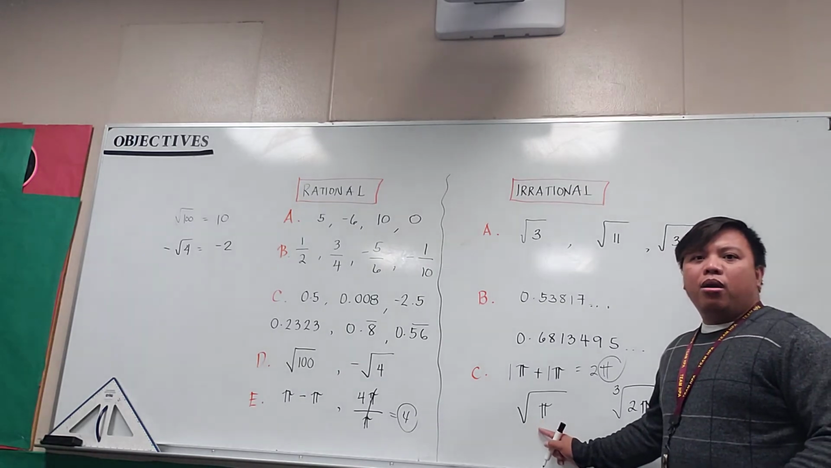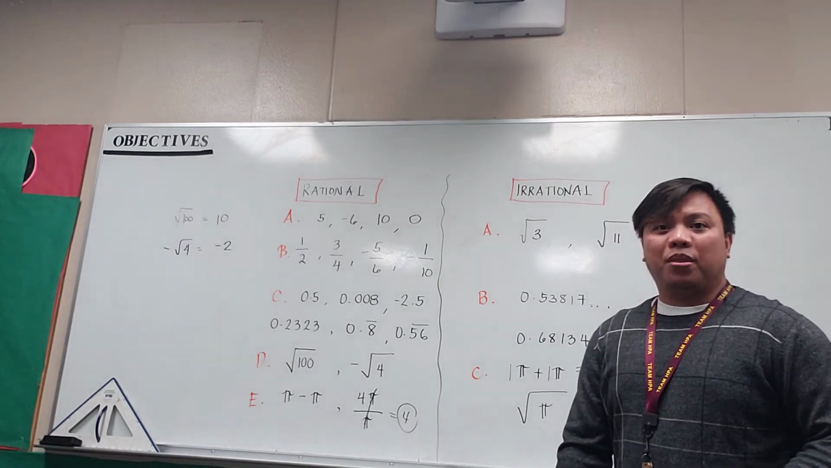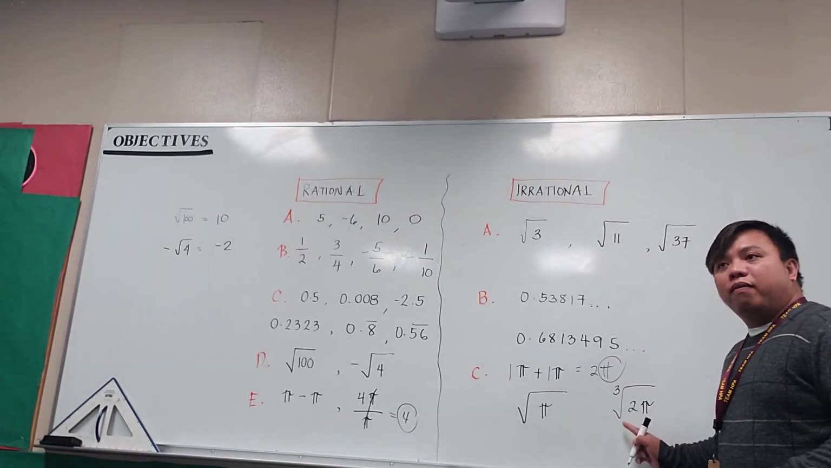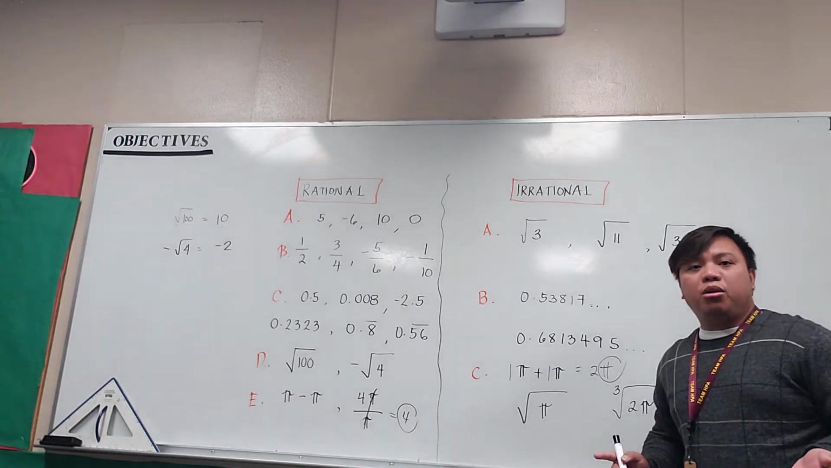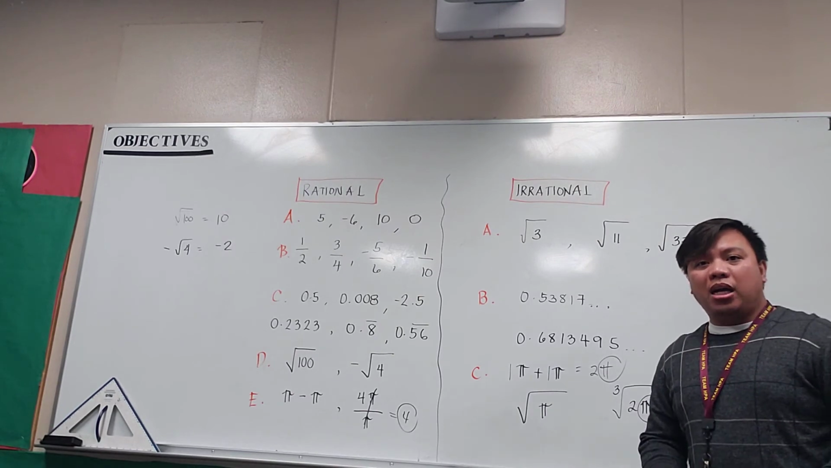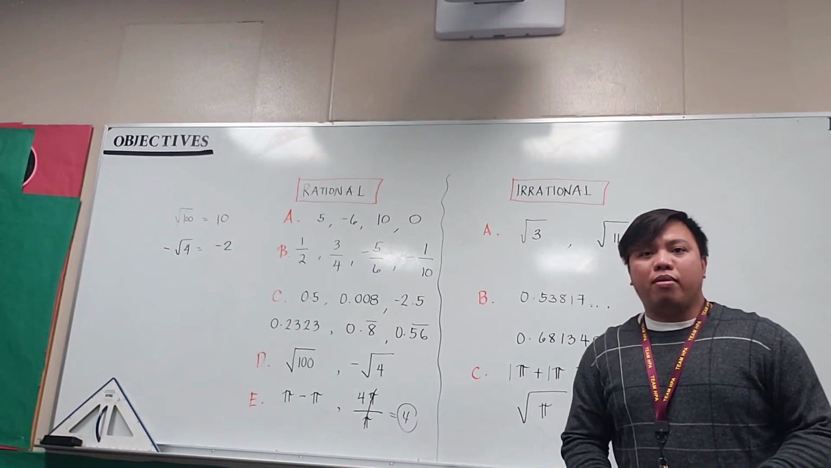Square root of pi. When you get the square root of an irrational number, definitely it gives you an irrational number as well. And even the cube root of 2 pi. Since you know for a fact that pi is irrational, in getting the cube root of it, definitely it gives you an irrational number.